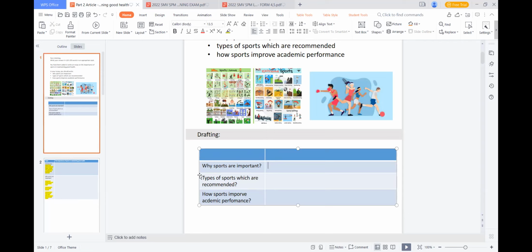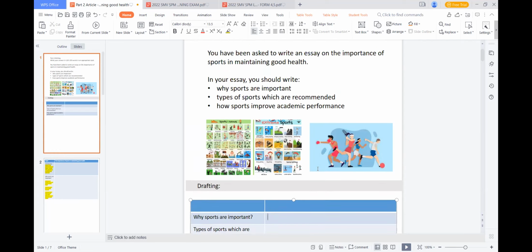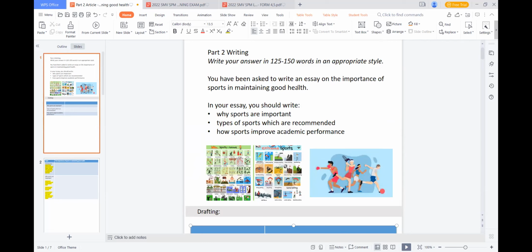So the reason for this drafting is that every time you receive a question, you need to make sure that you do drafting before you do the real writing. So let's look at the question. This is part two. Part two, usually they give you an article. Usually they will ask you to explain and give your opinions.